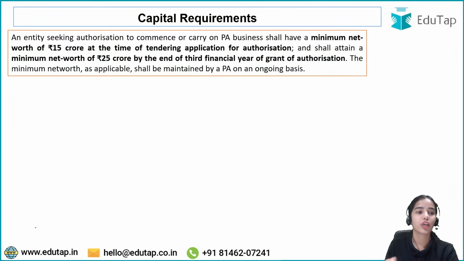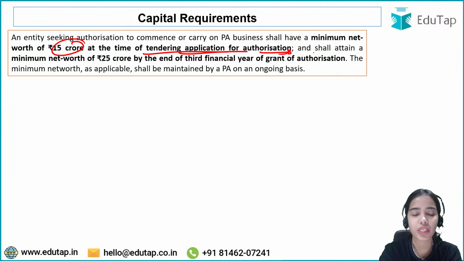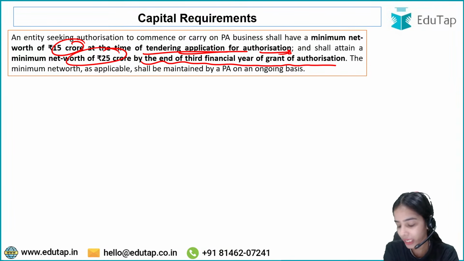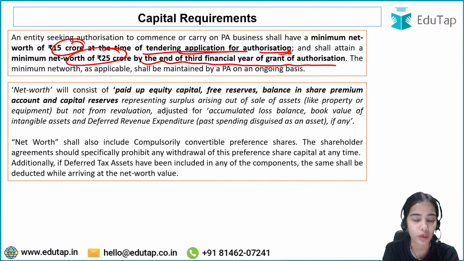This is the idea. So an entity seeking authorization to start or carry on the payment aggregator business shall have the minimum net worth of 15 crore at the time of sending the application for authorization, and by the end of the third financial year of grant of authorization, they shall have the minimum net worth of 25 crore that they have to maintain on a continuous ongoing basis.